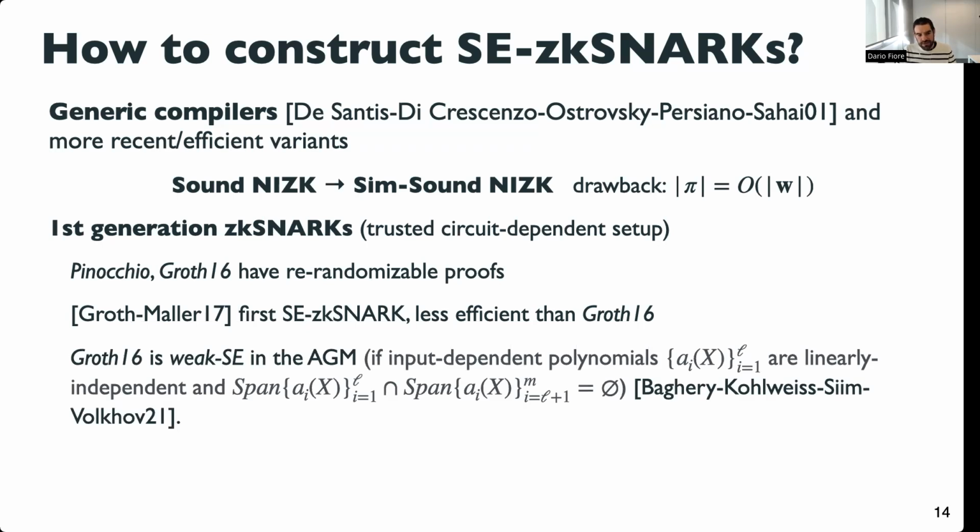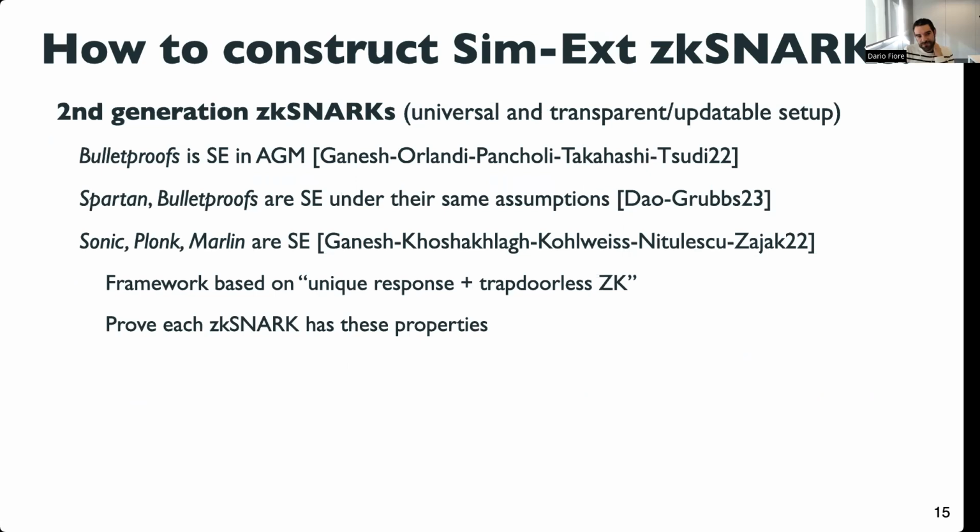Another thing I want to mention is that in a more recent result, Bagheri, Kohlweiss, Siim, and Volkhov have proved that Groth 16 has re-randomizable proofs, but that's the best malleability that you can have, in the sense that it is weakly simulation extractable. It is weakly simulation extractable in the AGM, the algebraic group model, but it does require some additional properties that I'm not going to discuss; I refer you to the paper if you're interested. I should also say that in the first generation there are other schemes that are simulation extractable, but these are maybe the very first ones.